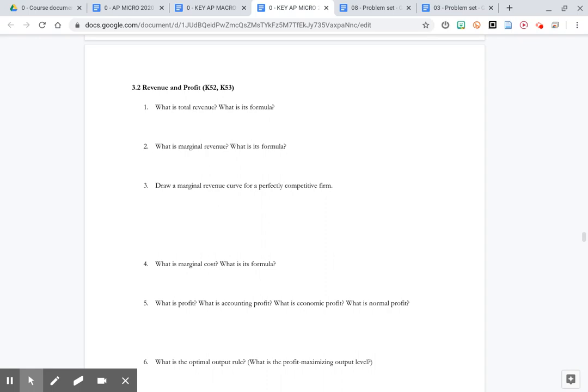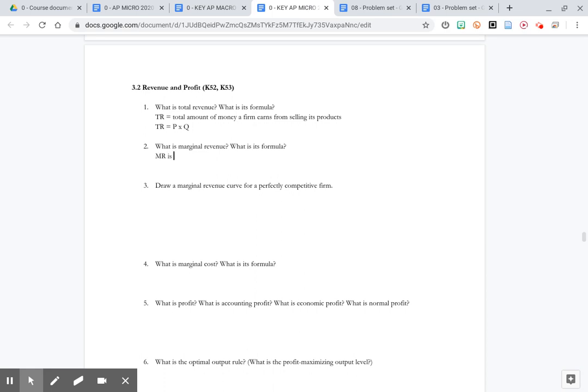So in this video, we're going to take a look at revenue and profit. From the perspective of the firm, total revenue is equal to the total amount of money a firm earns from selling its products. And we'd say that total revenue is just equal to price times the quantity, as long as that price stays the same. So, if it's a single price, then it's just that times the quantity.